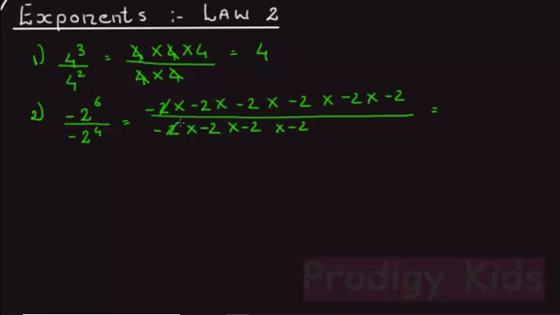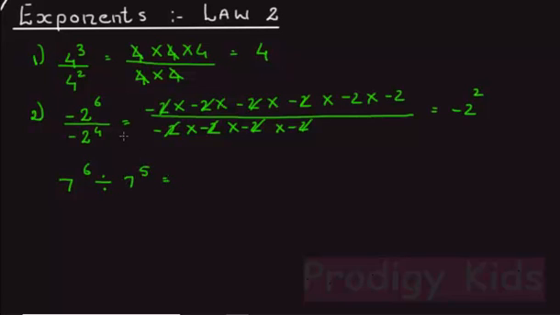We'll cancel. So finally we get -2 raised to, we've got two -2's remaining, -2 raised to 2. So now we found a pattern. The pattern is 7 raised to 6 divided by 7 raised to 5.